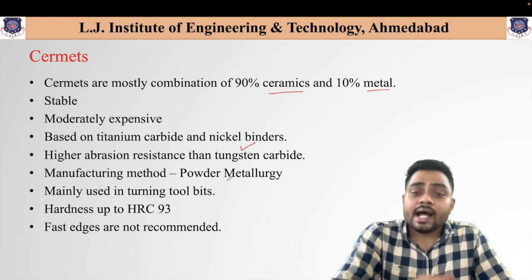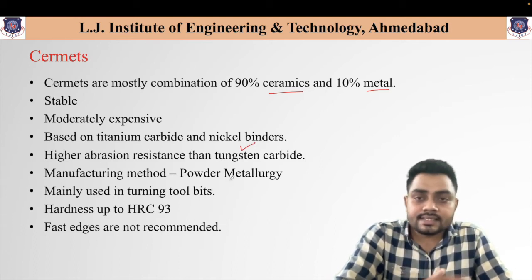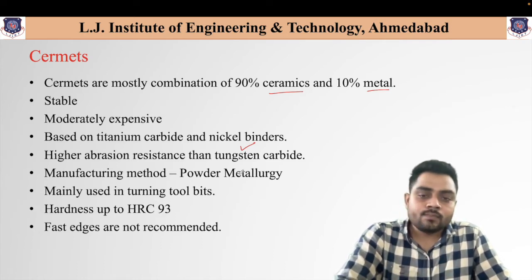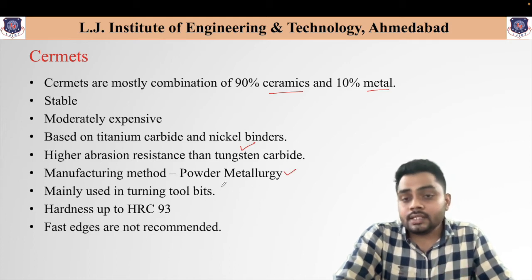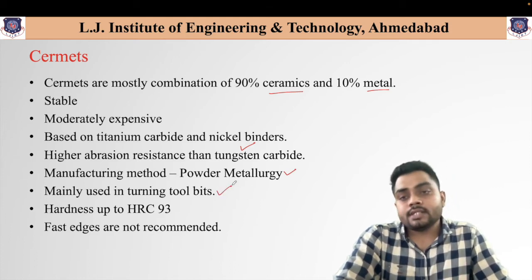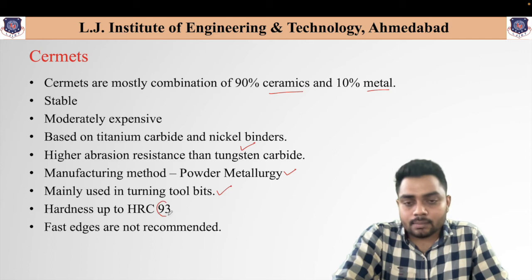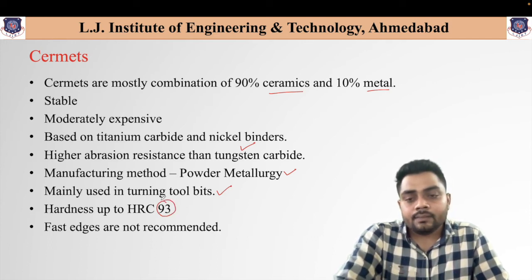It has higher abrasion resistance than the tungsten carbide. That means it can resist wear at a very high rate compared to the other tools discussed. Its manufacturing method is also powder metallurgy, and it is mainly used as turning tool bits. During the turning operation, these cermet tools are majorly used. Its hardness is nearly HRC 93.